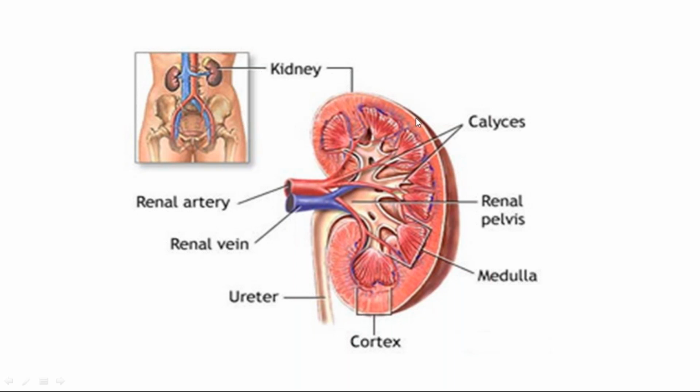This is the cortex. This cortex is extending between the medulla. This is called the columns of Bertin. This is very important because the vessels are located here. The branched renal artery and renal vein are located in these spaces. So while doing any PCNL surgeries, you need to be very careful to prevent injury to this. You need to enter into the kidney via the renal pyramids.